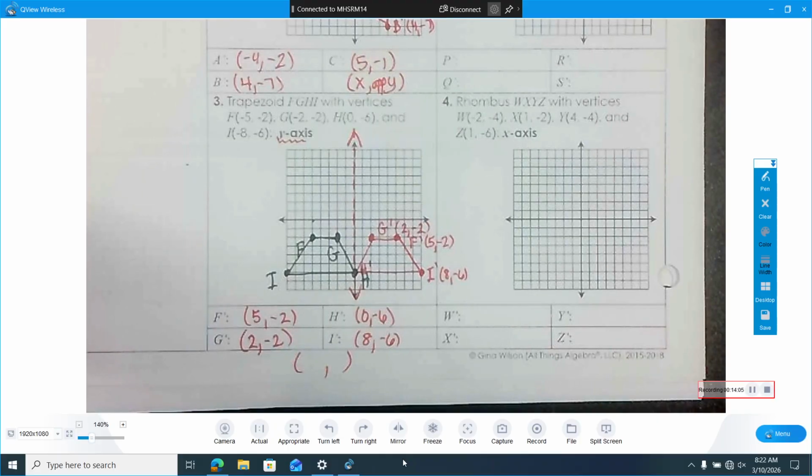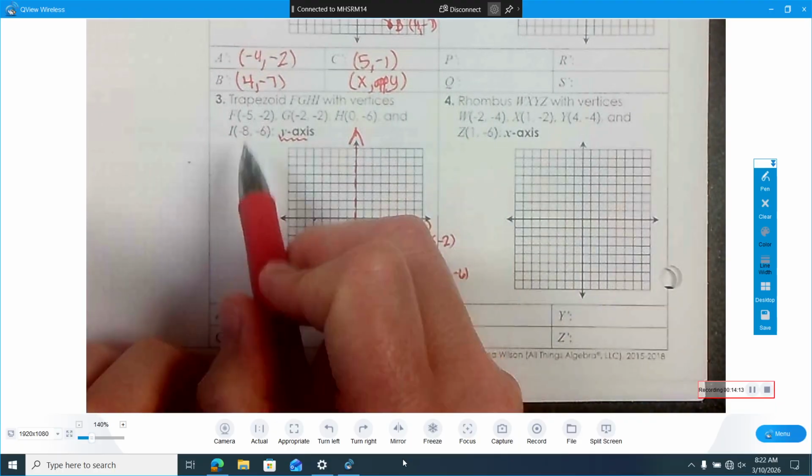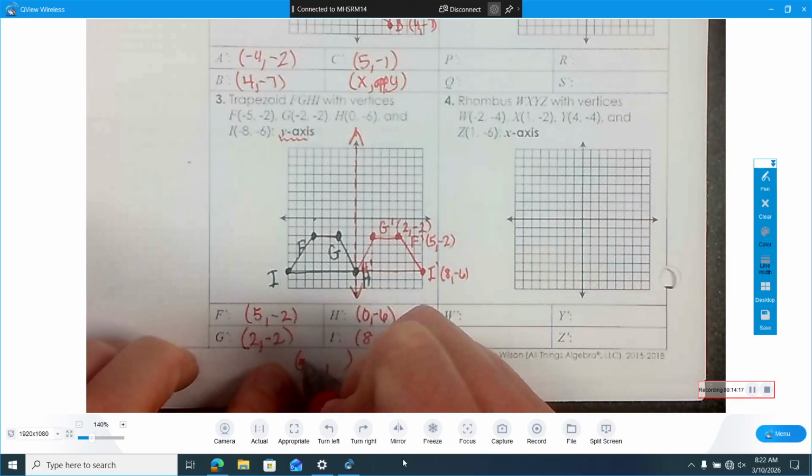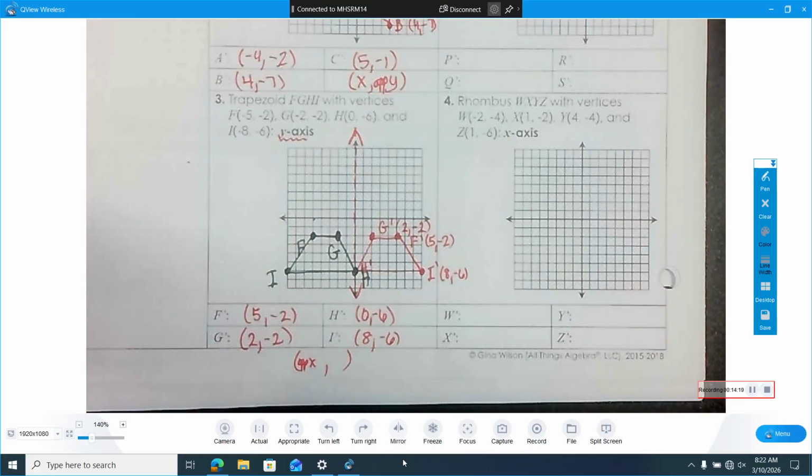Generically, what's happening to the x-coordinate? You can flip it. It's flipped. It's becoming the opposite, yeah? Okay. So, for instance, the F started at negative 5, but it flipped to a positive 5. So this one, we get an opposite x value.